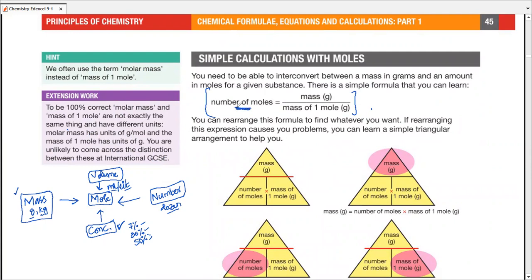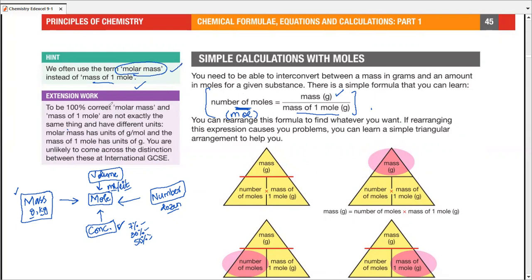How do you find the number of moles of a substance? The unit of which is mole itself. You take the mass in grams of the substance, you divide by the mass of 1 mole. And the mass of 1 mole is something that we just understood how to take. Sometimes instead of mass of 1 mole, we use the word molar mass. It means the same thing.